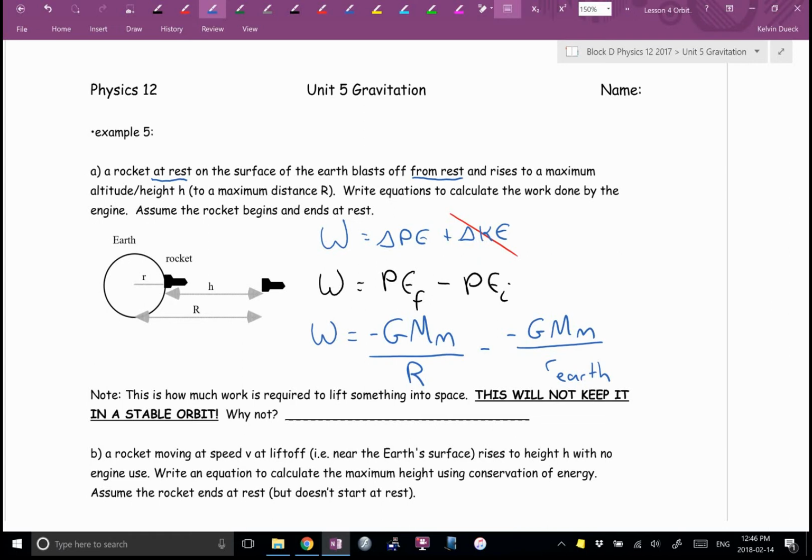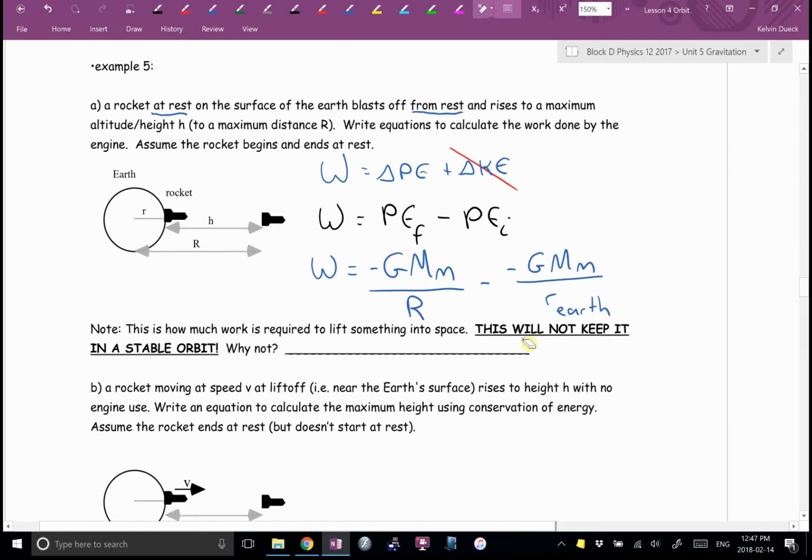Would this get you into orbit? No. Why is it impossible for you to be in orbit right now? This is just how much fuel it takes. Last week, the Falcon rocket launched. How much energy just to get it up there? That's what you've calculated, but that would come crashing back down if we didn't give it some kinetic energy. So this is how much work required to lift something into space. This will not keep it in orbit. Why not? Need KE, which is going to be a half mv orb squared.